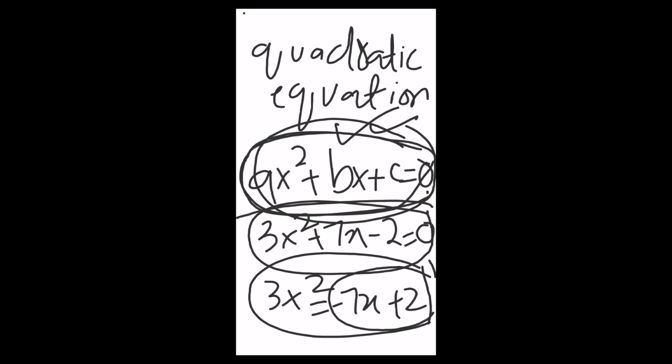For example, I have another equation: y squared is equal to 18 minus 7y. Now I told you that the quadratic equation in standard form equals 0. Can you see any 0 in this equation? No. So what we need to do is convert this equation into standard form.